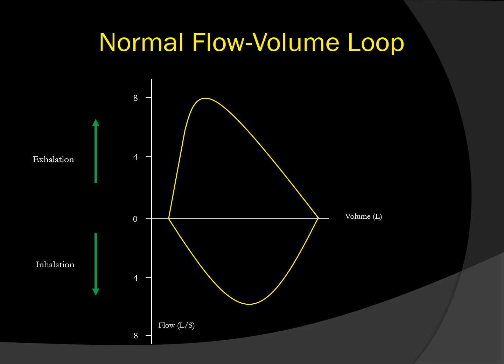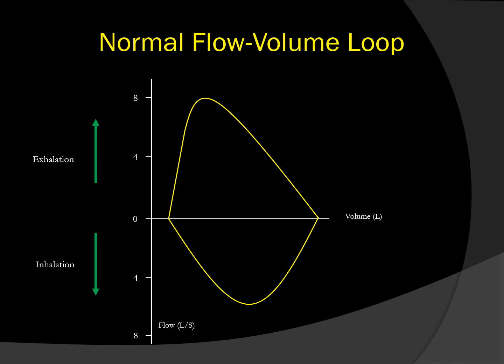So the next thing we can do is plot the flow at each volume. We do that by having a two-phase curve. Above the x-axis is outward flow during exhalation, positive flow leaving the patient. And then later on, the flow is inward. It's negative flow in the opposite direction. That's inhalation flow.